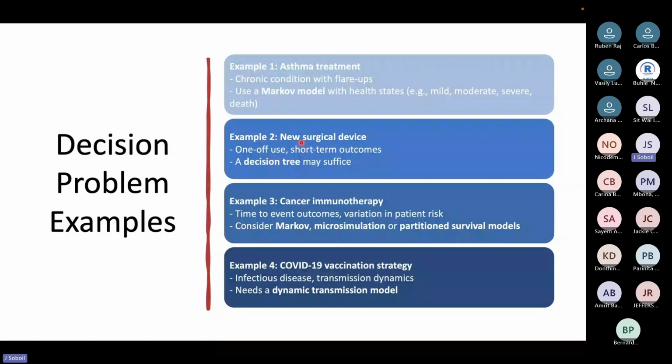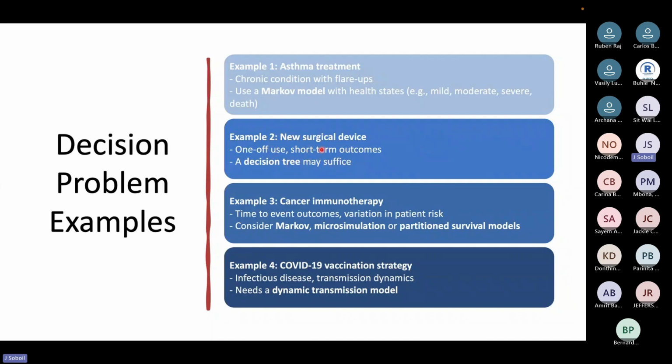And again, what you'll often see in HTAs in the UK, for example, is that if there's a new surgical device, or even a surgery intervention, you'll first have your decision tree with either your responder or non-responder, and then you'll feed those outcomes into your Markov model. That's something we'll probably touch on at a later workshop, but this is also something you can think about.